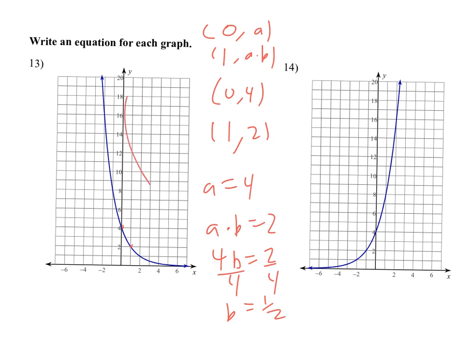This makes sense since it's decay, that b must be less than 1. So y equals 4 times 1/2 to the power of x.